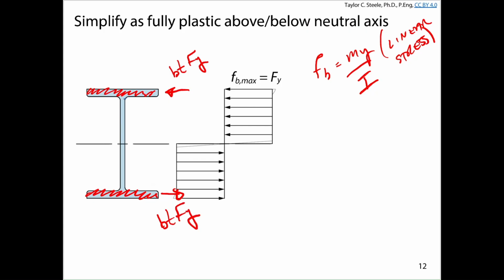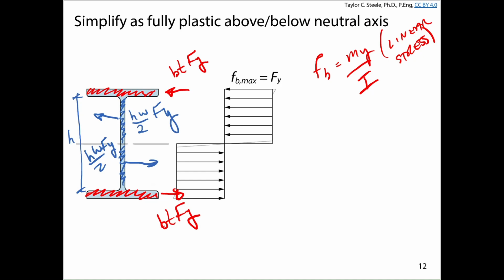And then in the web, there's a force in here. And if we use the clear distance h, this is going to be h times w over 2. That's the area of the web times Fy. And down here as well, hw over 2 times Fy. So if we assume that the steel above and below the neutral axis is perfectly plastic, then we can use the stress times the area to get the forces.